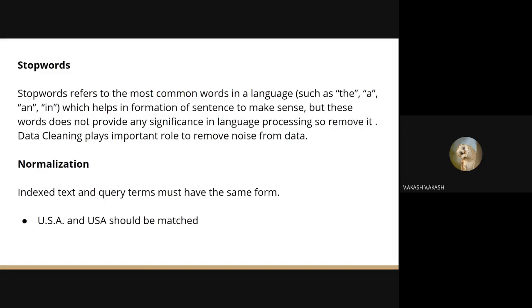Then normalization is indexing text and query terms to match the same form which is being represented differently. So if you take USA and U.S.A. where dots are there, these words should be matched together and not as separate tokens.